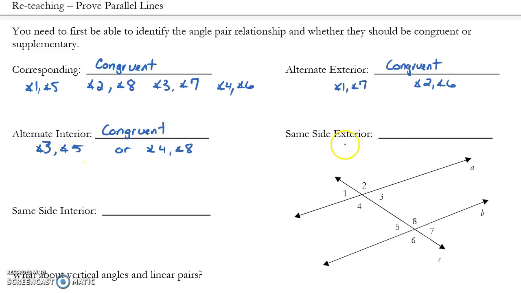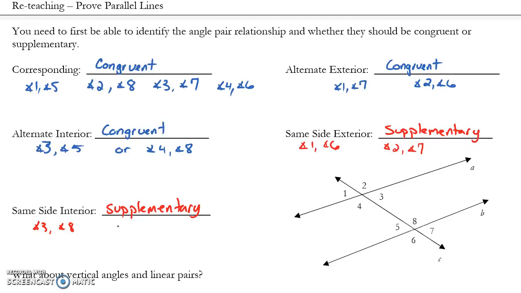parallel. Same side exterior, same side interior, those angle pairs would need to be supplementary, meaning they add to 180 degrees. Same side exterior would be angles 1 with angle 7. No, that's alternate. 1 with 6. Those are on the same side. Or angle 2 with angle 7. And then same side interior would also be supplementary. Okay, so that would be angle 3 with angle 8. Or angle 4 with angle 5.